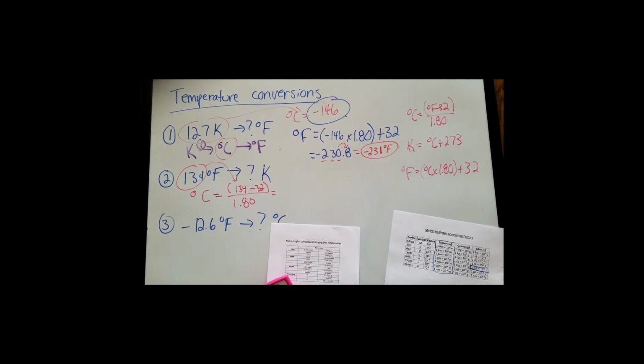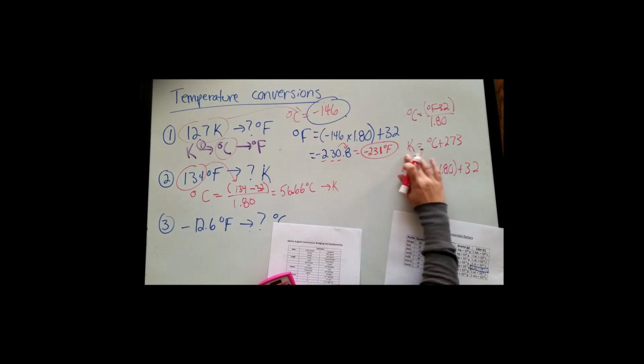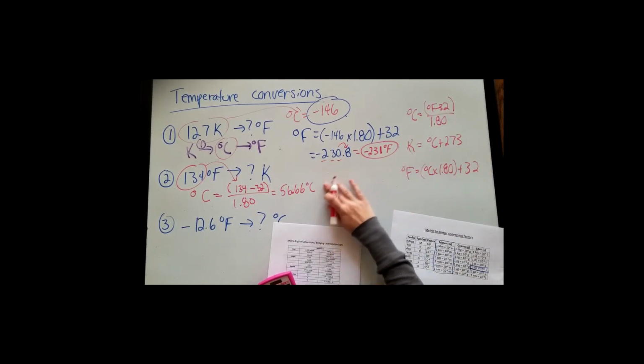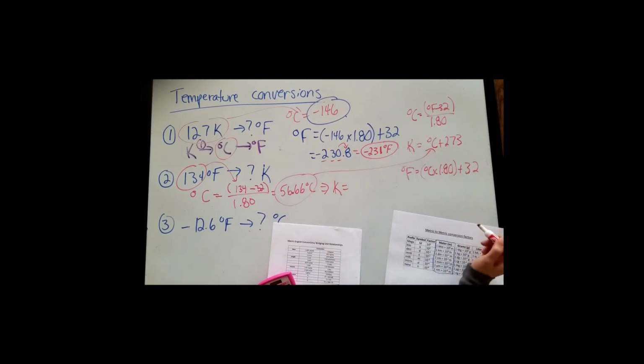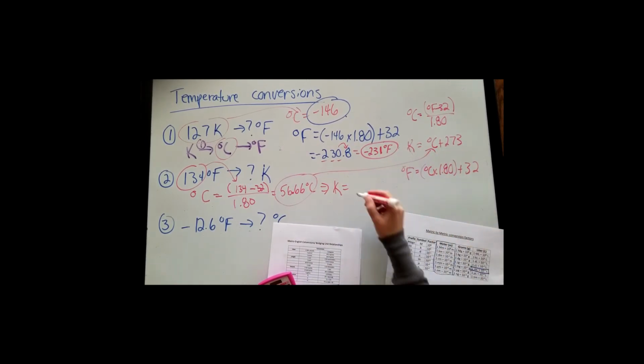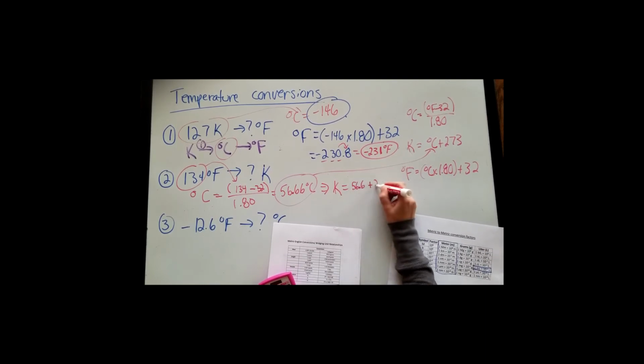So 134 minus 32 divided by 1.8, and I get 56.66666. So a lot of numbers. Now this is in degrees Celsius, so I still need to get to Kelvin. So to do that, I use the only equation I have that has Kelvin in it. And I'm going to plug in this degrees Celsius where that degrees Celsius is in the equation. So that's where my 56.666 is going to go. I'm going to add 273 to that.